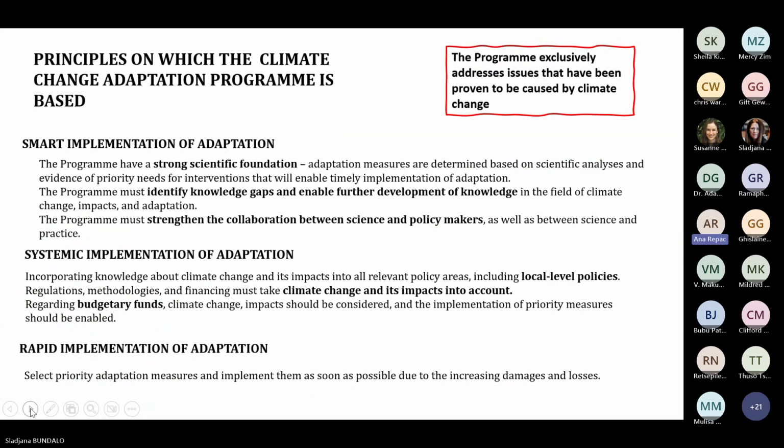So these are the principles on which the climate change adaptation program is based, and those principles are the same as the principles on which the European Union's adaptation strategy is based, which are smart implementation of adaptation, meaning that, as I said, the program has a strong scientific foundation. Then a systemic implementation of adaptation, meaning that adaptation is being implemented from a national to a local level and vice versa. And rapid implementation of adaptation, meaning that there was a selection of priority adaptation measures to be implemented as soon as possible because of the increasing damages and losses. Next slide.